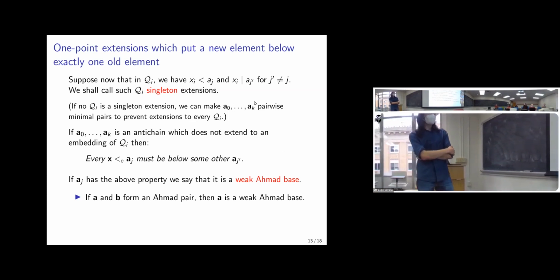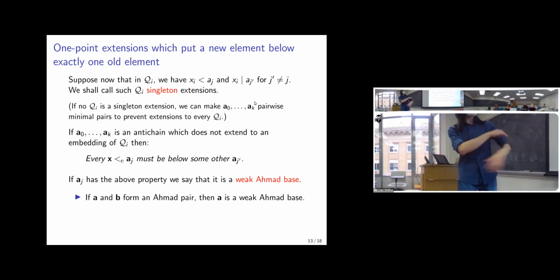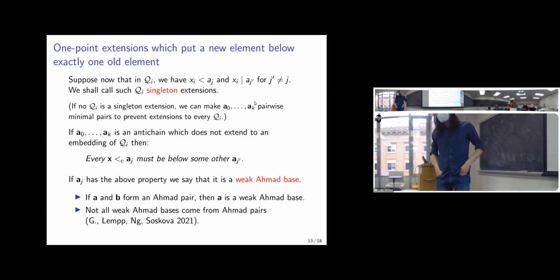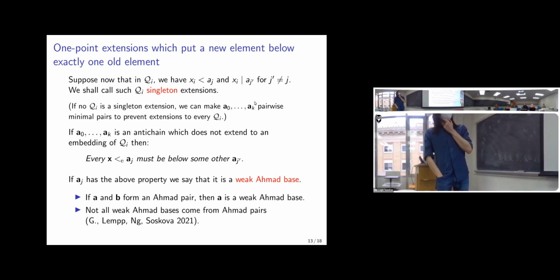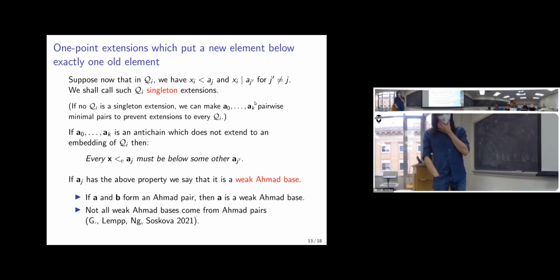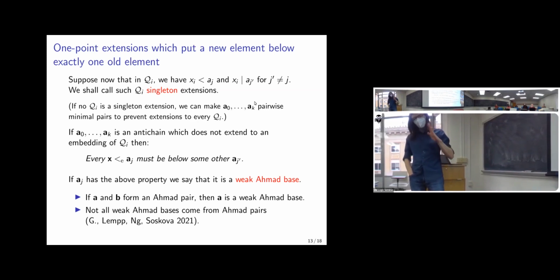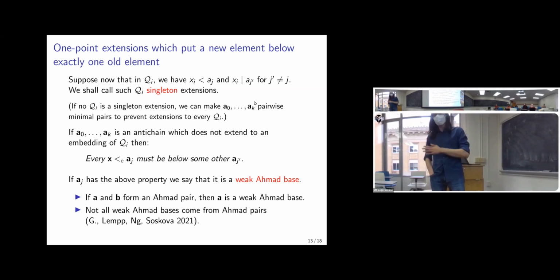It's natural to wonder, can we have weak Ahmad bases which don't come from Ahmad pairs? And we show that indeed you can. So not all weak Ahmad bases come from Ahmad pairs. That is, I would say, the second main theorem of our paper. Now, this is the part where the paper ends, and the next paper, which has not been written, begins. So now we're going into speculative territory, going into ongoing work.